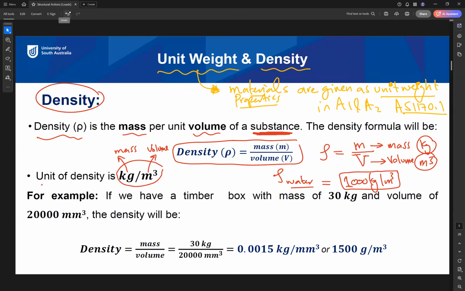As an example of that, if we have a timber box, the mass of this timber box is 30 kilograms and the volume is 20,000 millimeters cubed. So the density of this timber box will be the mass of the box over the volume of the box. The mass is 30 kilograms and the volume is 20,000 millimeters cubed. So it will be 0.0015 kilogram per cubed millimeter. Okay, so this is the density.